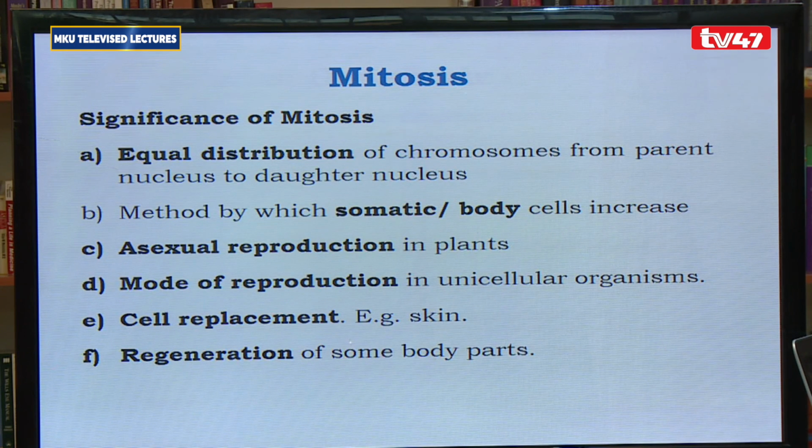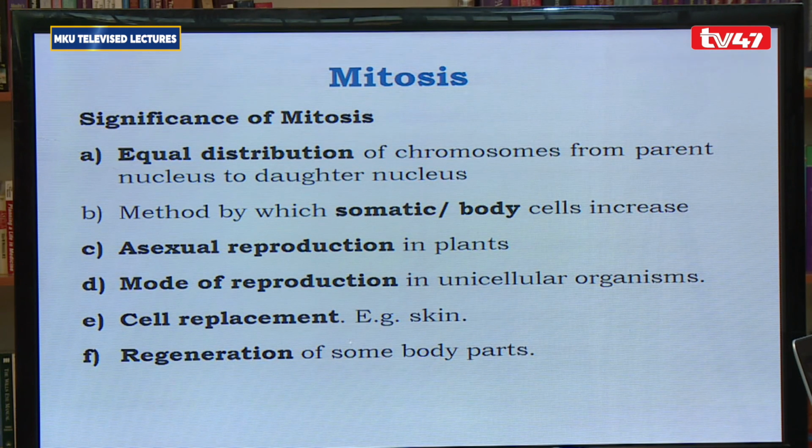Asexual reproduction, especially in plants, when we do what we call vegetative propagation, where you take a piece of the plant and plant it so that it grows into a new plant, usually the new plant is created from existing cells. And that is through the process of mitosis. The cells are dividing and creating the new plant. Then we have, it is a mode of reproduction in unicellular organisms. Things like bacteria, they do not have sexual reproduction. So what they use is the mitosis process to create new organisms.